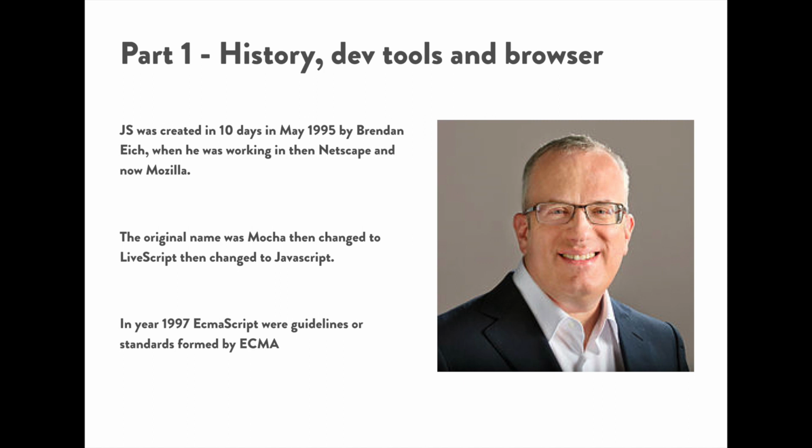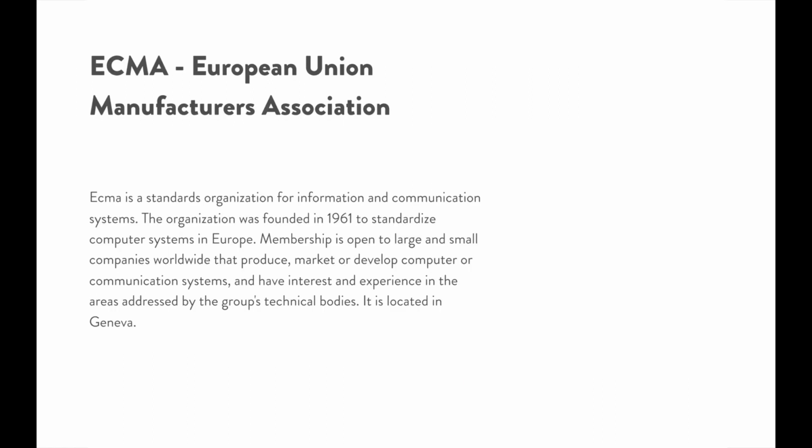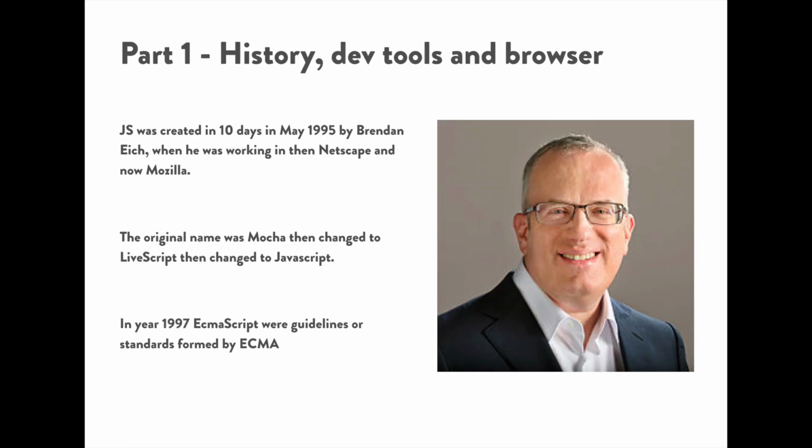Let's begin with the amazing, fascinating history of JavaScript. JavaScript was created by Brendan Eich in a mere 10 days in May 1995. The original name of the language was Mocha, then changed to LiveScript, and finally JS. In 1997, ECMA, the European Computer Manufacturers Association, standardized the language. Well, is that all about the history of JavaScript? No, that's just the beginning.